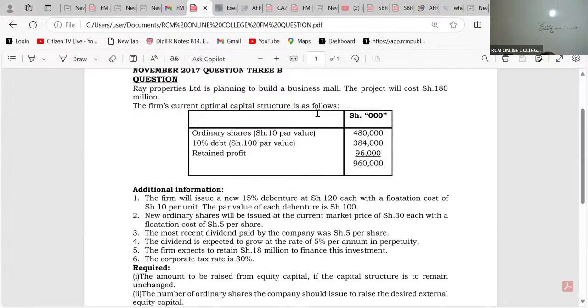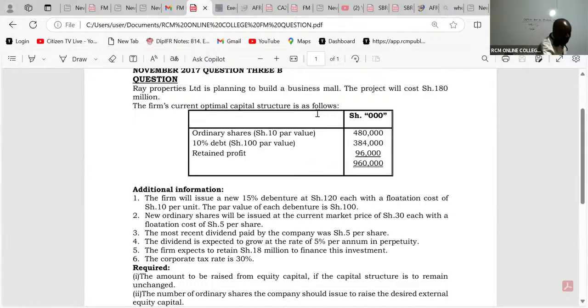So the first thing that a good student should be able to do is to give us the optimal capital structure weights. We have two of them: equity and then debt.